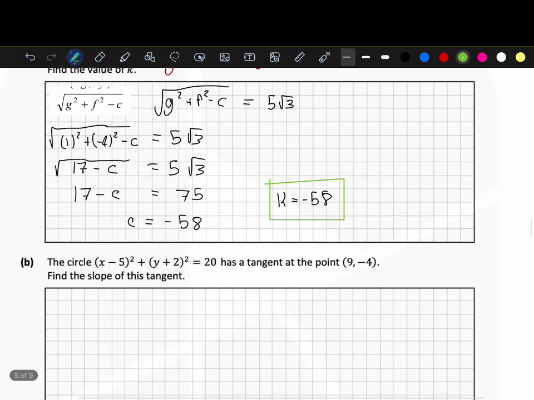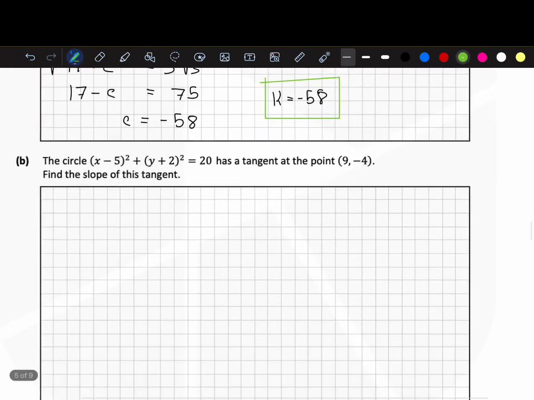So if we go on to part B now, it says the circle (x minus 5) squared plus (y plus 2) squared is equal to 20 has a tangent at the point (9, minus 4).